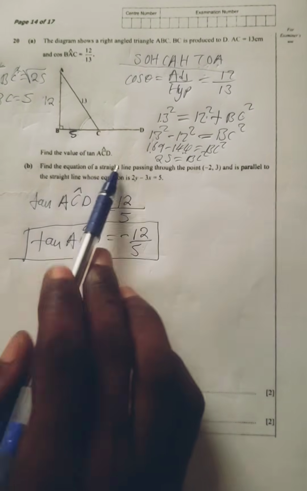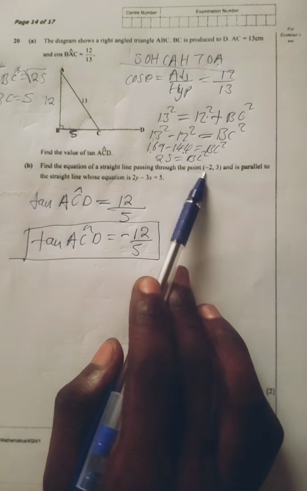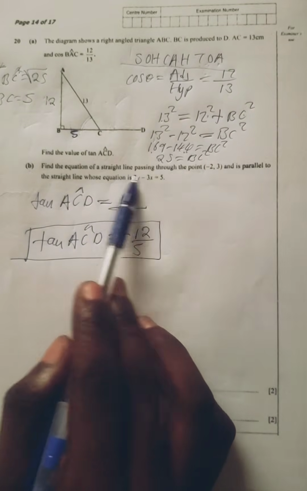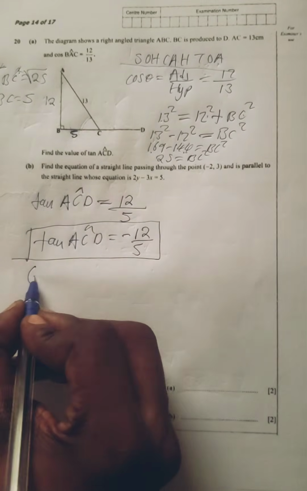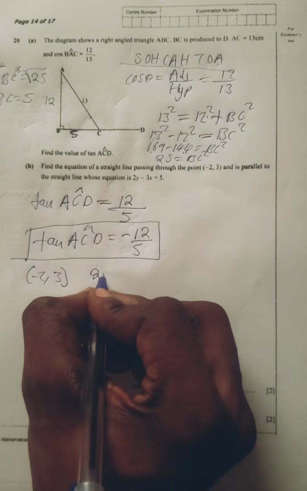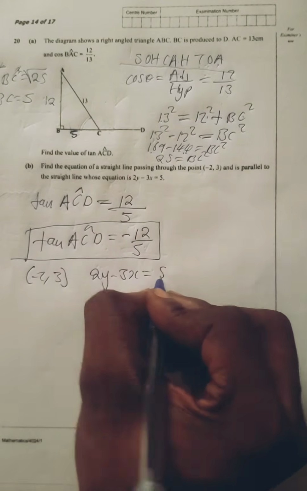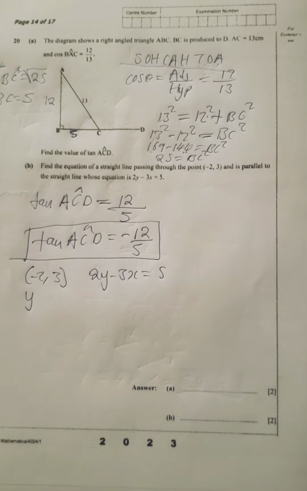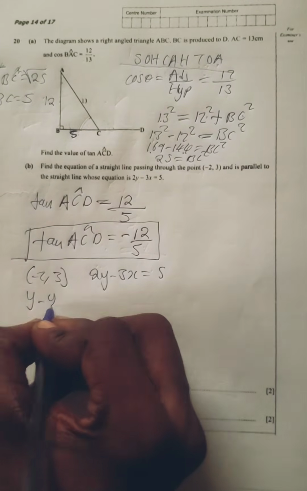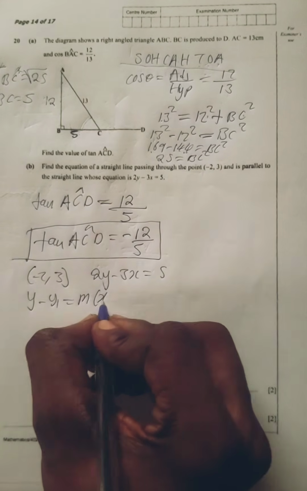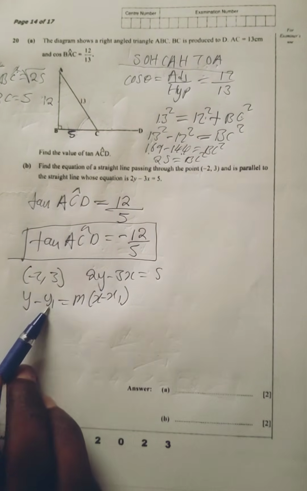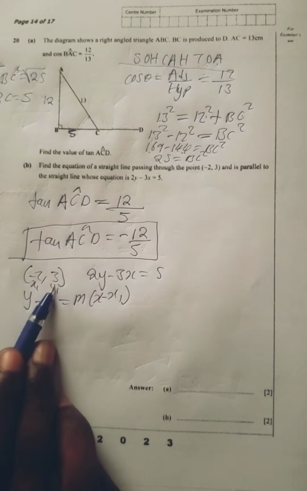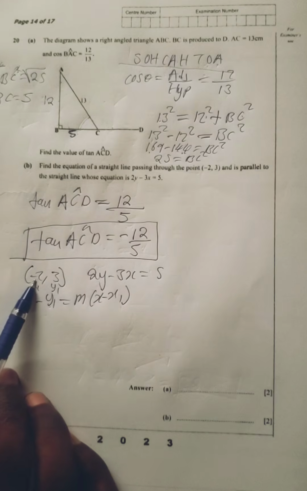Then B, find the equation of a straight line passing through the point negative 2 and 3 and is parallel to the straight line whose equation is this. So this is our point, negative 2, 3. This is our equation, 2y minus 3x is equal to 5. What you do, you use this formula, y minus y1 is equal to m, open brackets, x minus x1. We have this point, so this is x1, this is y1. So y1 is 3, x1 is negative 2.